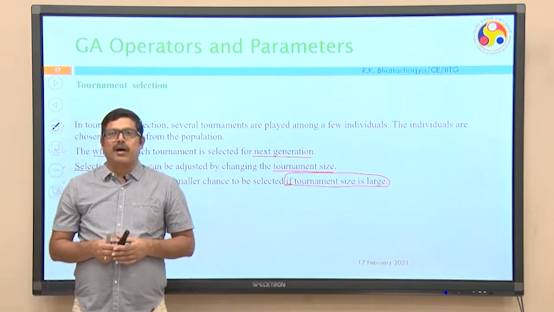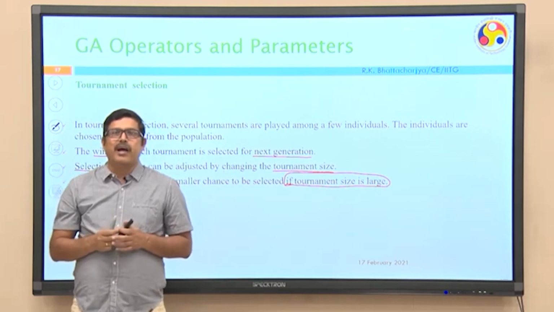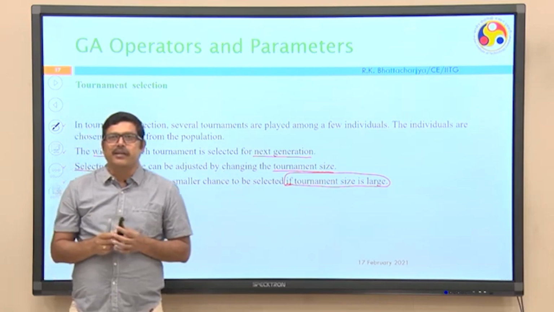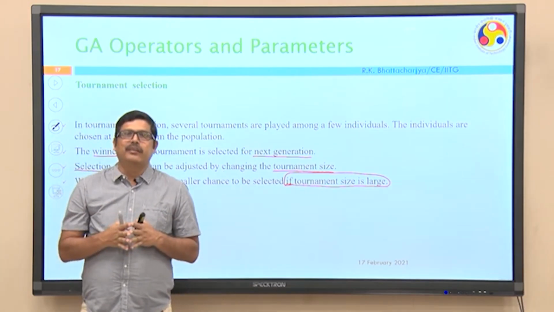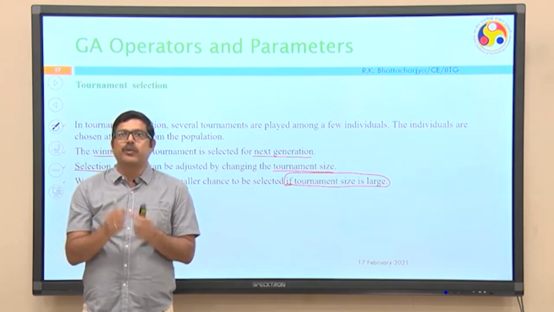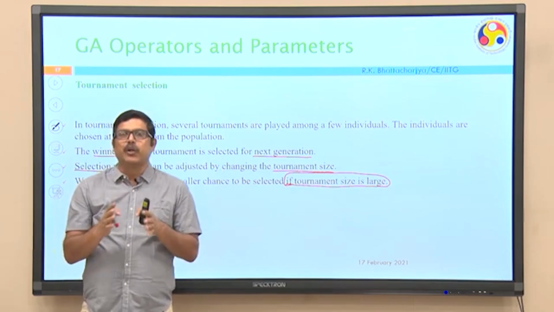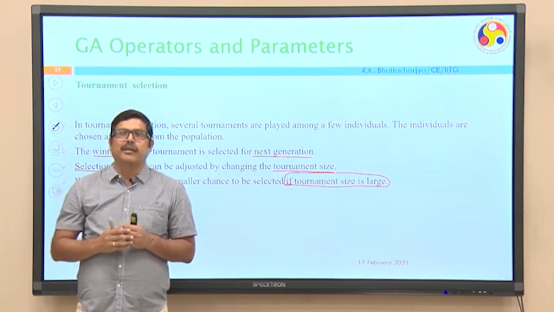Suppose I am picking a few individuals and asking them to play a tournament. Maybe it is a boxing tournament or something like that. So, this individual will play now, and at the end of the game, one will be the winner. And this winner will go to the next generation. So, this is a very simple concept to implement the selection operator. The winner will go to the next generation.